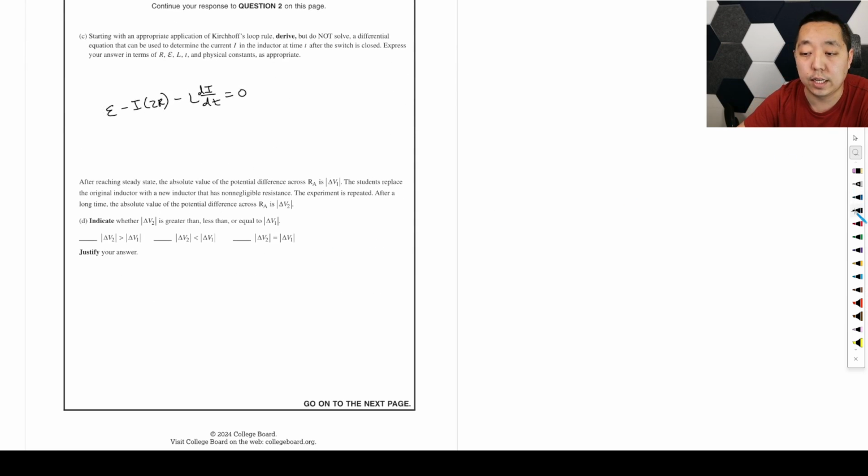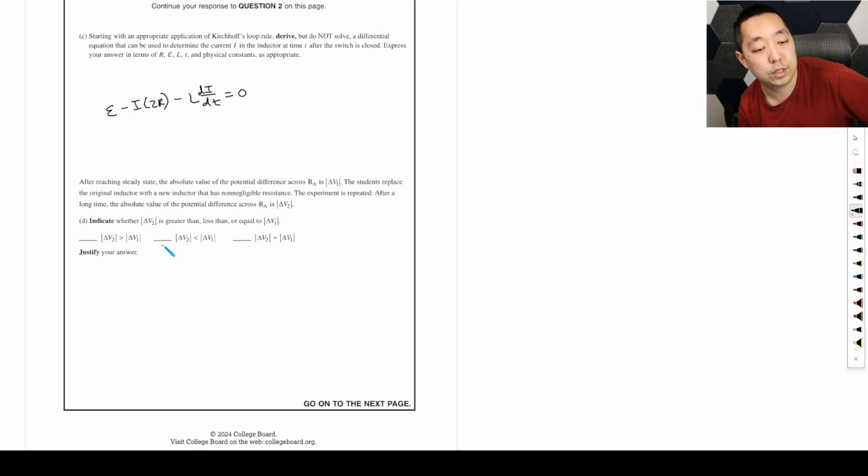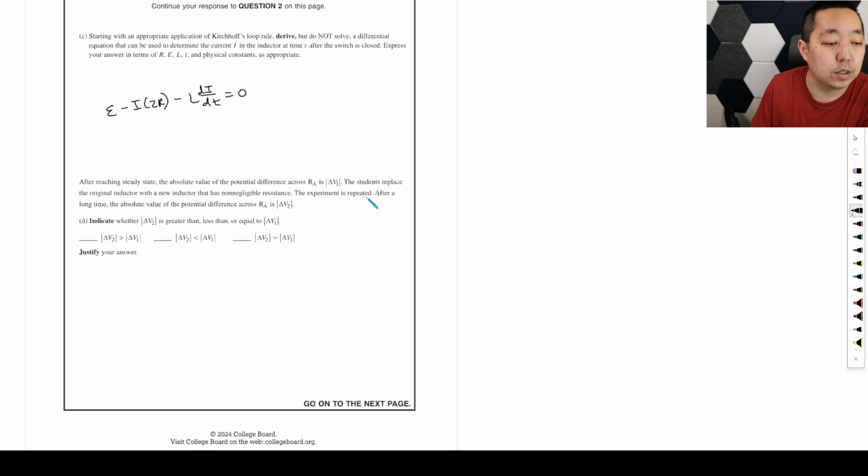After reaching steady state, the absolute value of the potential difference across RA is going to be delta V1. Okay. And then the students replace the original inductor with a new inductor with a non-negligible resistance. The experiment is repeated. After a long time, the absolute value of the potential difference. Okay, so non-negligible resistance. The experiment is repeated.